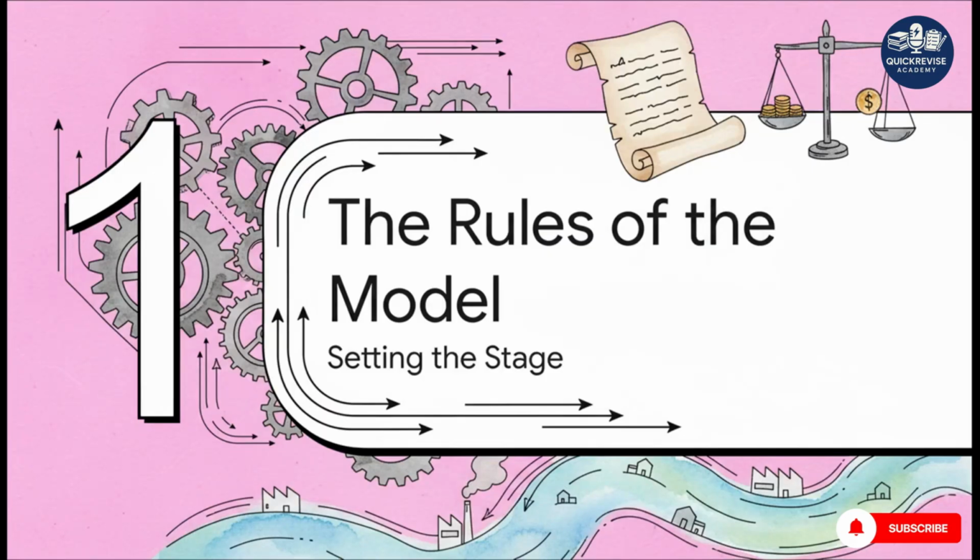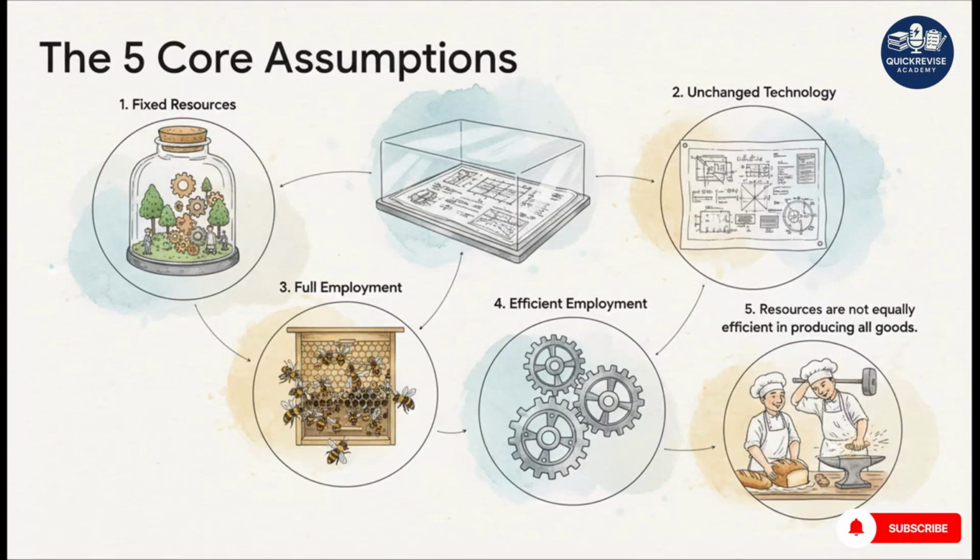Okay, but before we start exploring this map, we need to understand the basic rules of the game. Like any good model, the PPC has a few key assumptions just to keep things nice and simple for us. There are 5 main ones. First, we assume resources are fixed. You can't just find more. Second, technology isn't changing. Third and fourth, we're using everything we've got, both fully and efficiently. No one's slacking off. And finally, and this one's a biggie, resources are not created equal. A brilliant software engineer probably isn't the best person to build a bridge, right? That's why the curve has that specific bowed-out shape.